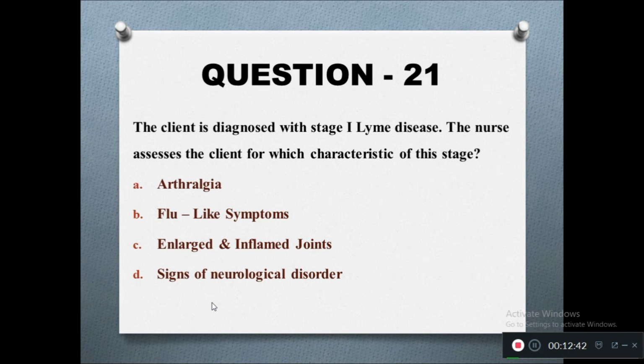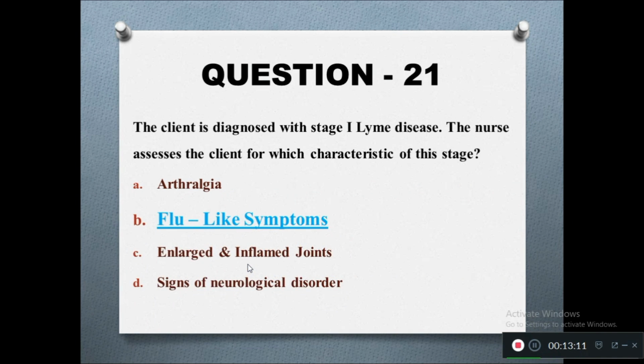And question number 21. The client is diagnosed with stage 1 Lyme disease. The nurse assesses the client for which characteristics of this stage? Option A, arthralgia, B, flu-like symptoms, C, enlarged and inflamed joints, and D, signs of neurological disorder. So in this case, apart from the initial lesions, flu-like symptoms are most common in stage 1 of Lyme disease. So this is the right answer.